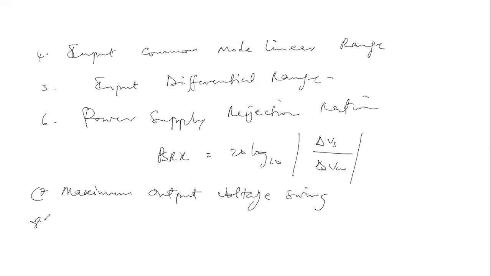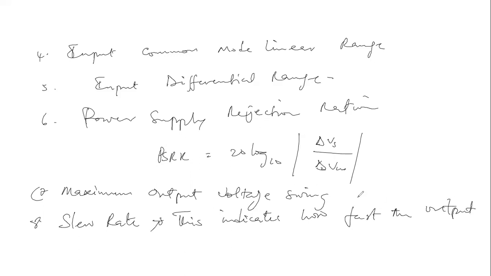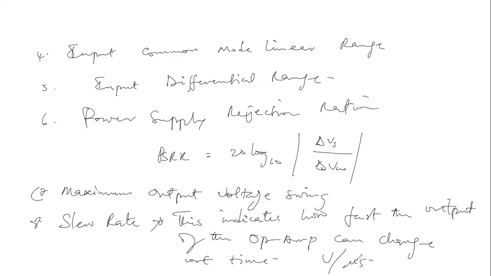And the last we'll be considering here among other parameters is the slew rate. And this indicates how fast the output of the op-amp can change with respect to time. It's usually expressed in volts per microsecond. So let us consider a simple example.